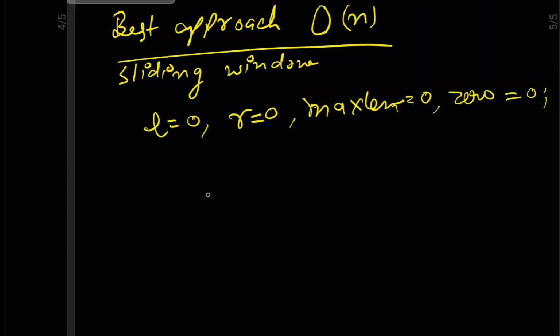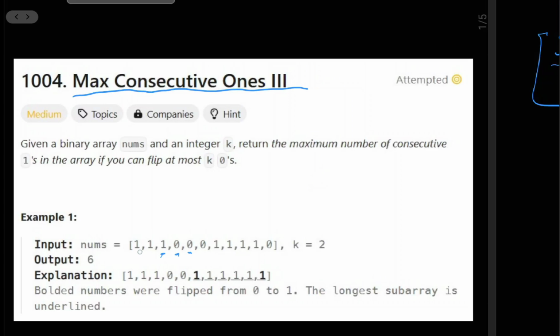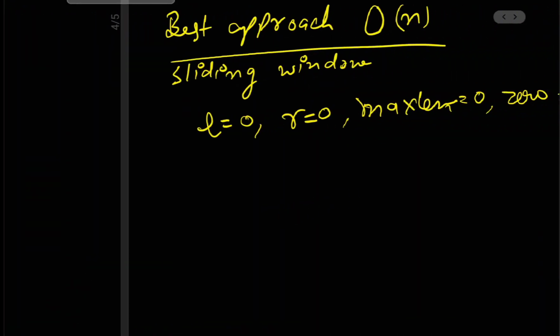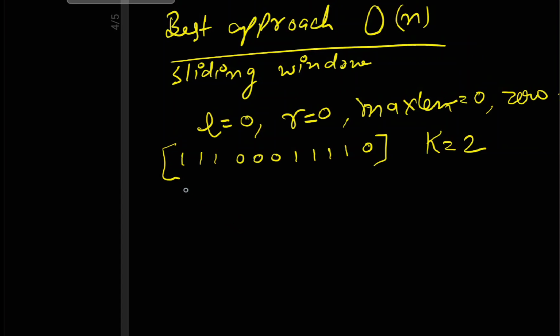Okay, so let's take an example. Let's take this example: 1 1 1 0 0 0 1 1 1 1, so 3 zeros in the middle and 4 ones at the end. Let us suppose I have this one, and my k as given in the problem is 2. In the sliding window, I have to maintain 2 pointers. My both pointers are pointing at index 0 initially.